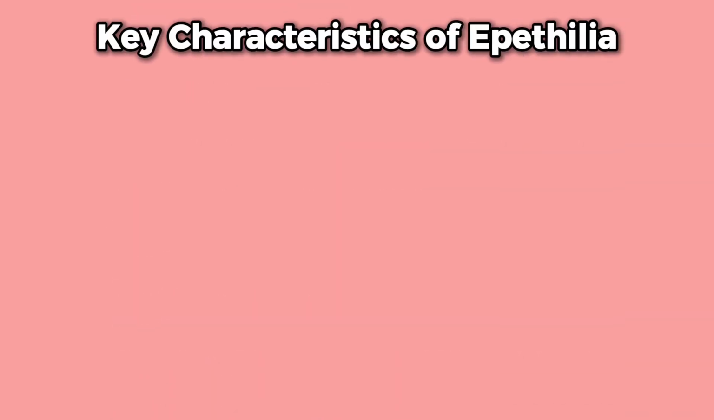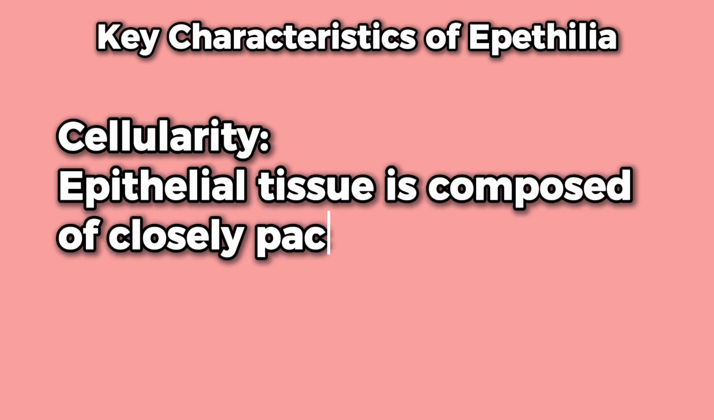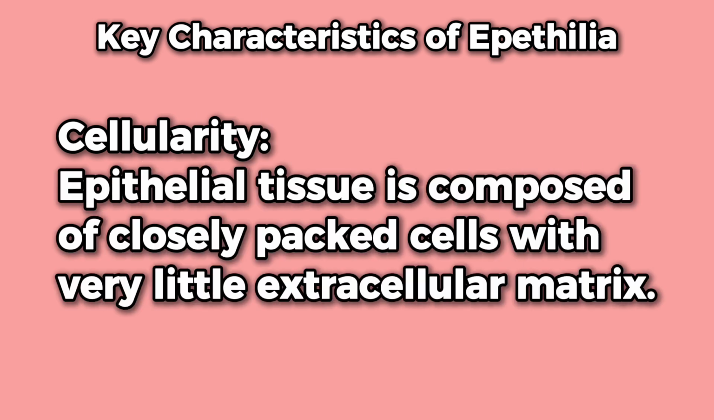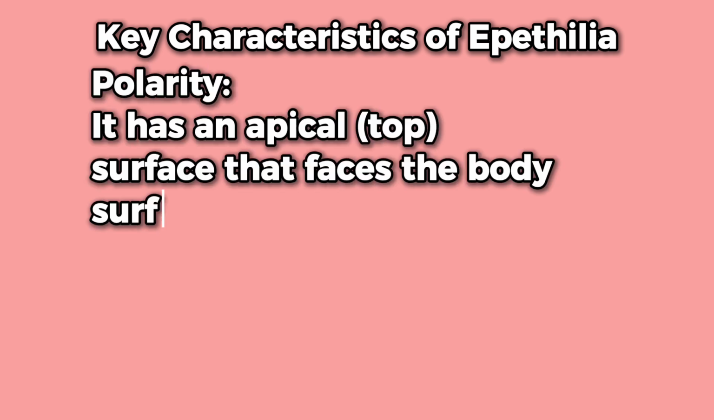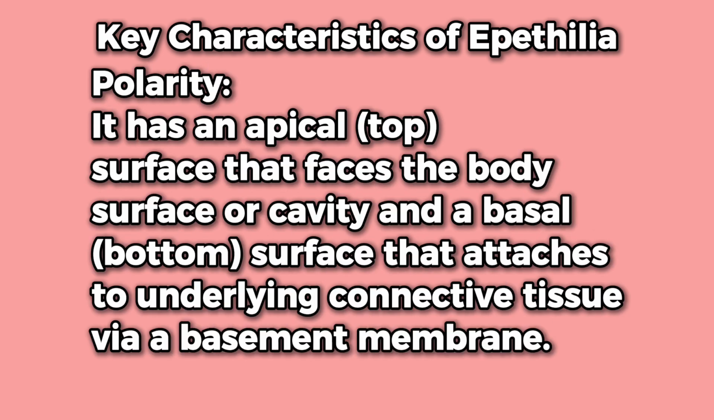Here are the key characteristics of epithelial tissues. 1. Cellularity. Epithelial tissue is composed of closely packed cells with very little extracellular matrix. 2. Polarity. It has an apical, or the top part, surface that faces the body surface or cavity, and a basal, or bottom surface that attaches to underlying connective tissue via a basement membrane.